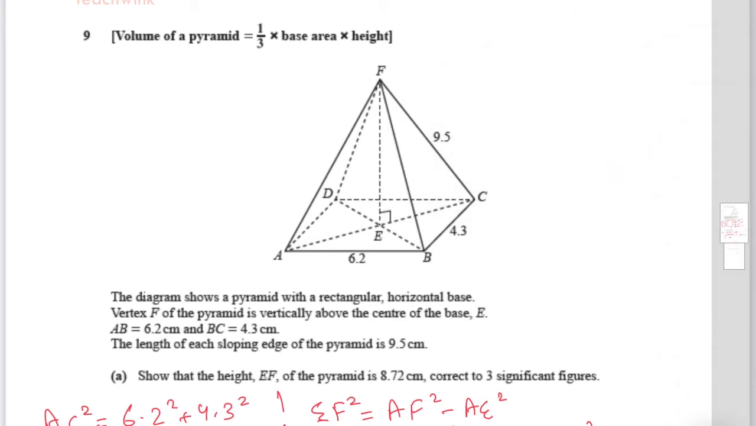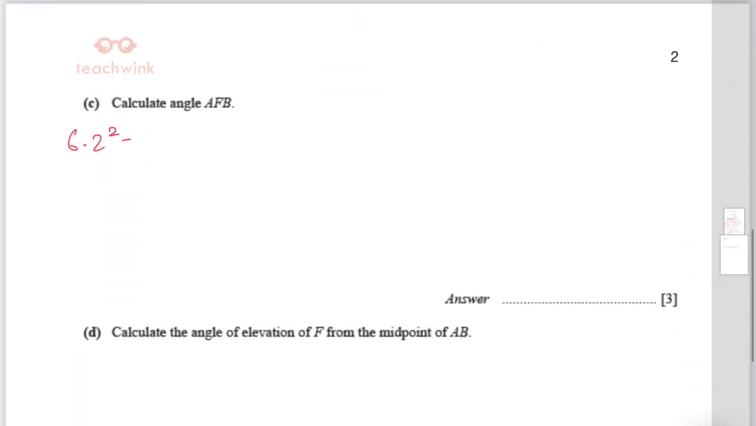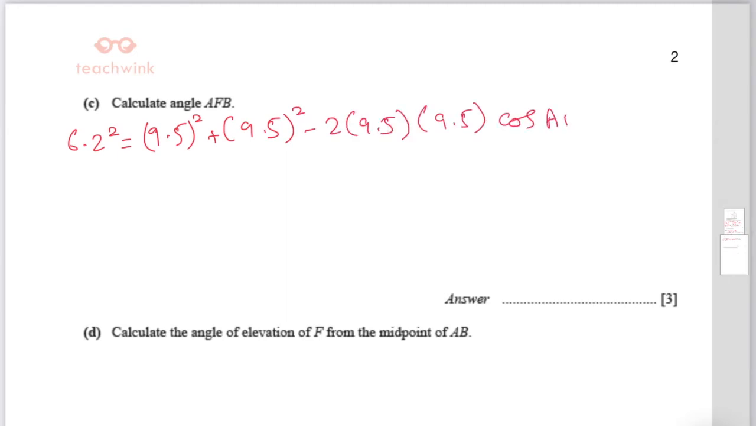Okay, so they've asked us to find AFB, which is this angle. We know this. This is 9.5. We know this. This is 6.2, and we know this. So we use the cosine rule. How do we use that? So we do 6.2 squared is equal to 9.5 squared plus 9.5 squared minus 2 times 9.5 times 9.5 cos AFB, because this is the unknown.